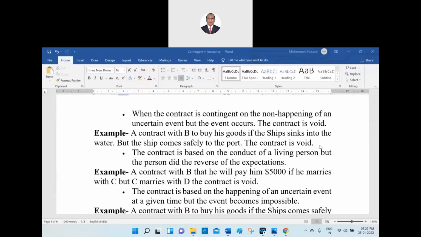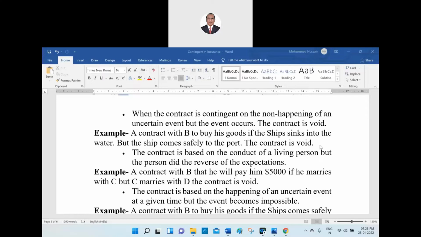So I already told you the ship is inanimate. Man is animate. So inanimate things sink. Animate, living things, drown. I told you. Did you get my point now? Yes, sir. Very good. So a ship is an inanimate thing. It doesn't have life. Hence, you can use the words sinks into the water, but if the ship comes safely to the port, the contract is void because the condition is not fulfilled. The contract is based on the conduct of a living person, but the person did the reverse of the expectation. Then automatically it becomes void.